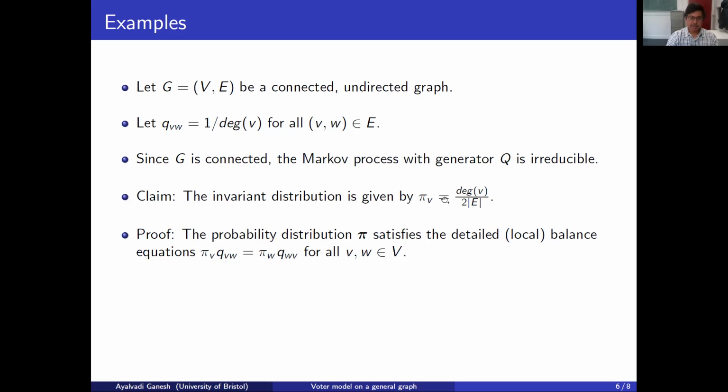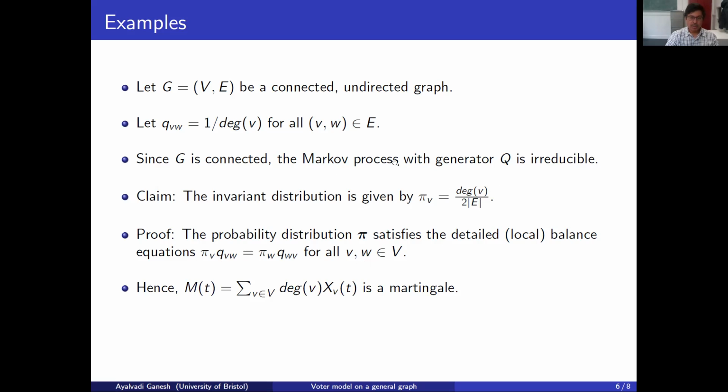You can check that this given pi v satisfies these equations, where q is given by this, and therefore any probability distribution which satisfies the local balance equations is invariant. So this is invariant. The graph is connected, so the Markov process is irreducible, and this is the unique invariant distribution. And we learn for free that the Markov process, the random walk, is in fact reversible.